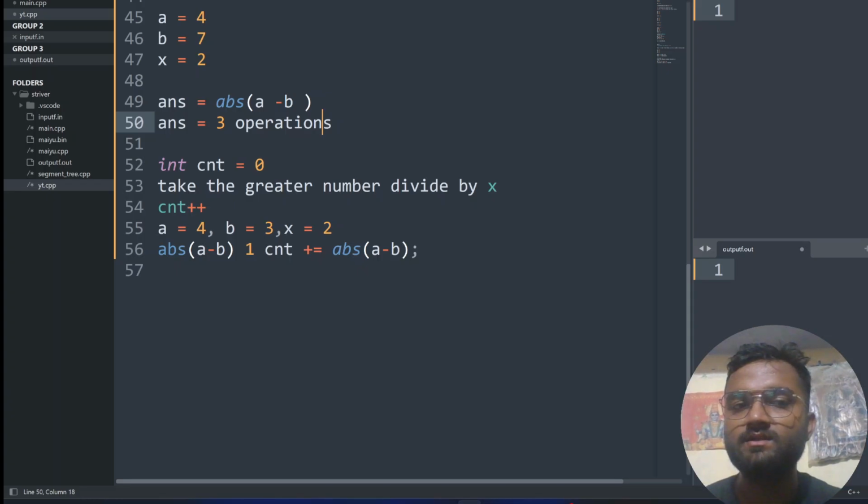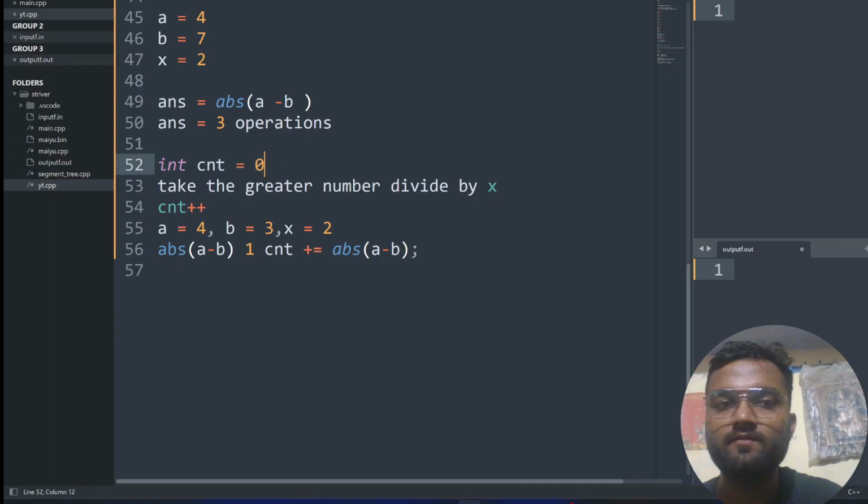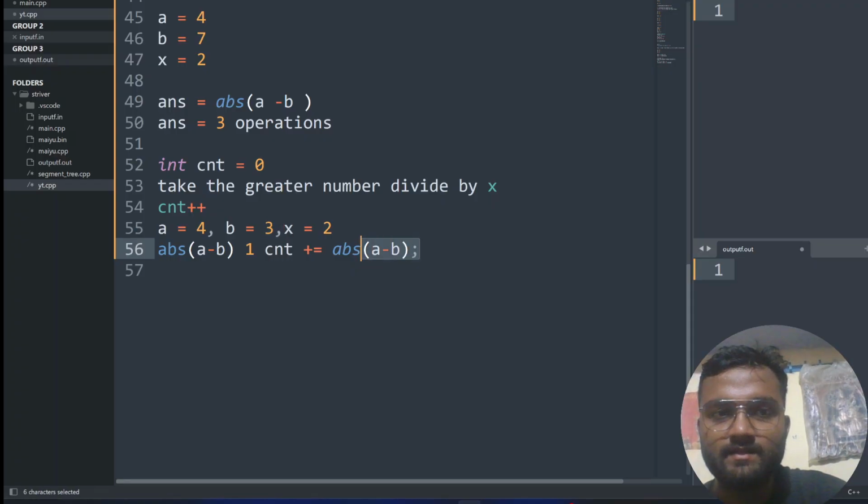Now if we consider the second operation, we start our count at 0 for the total number of operations. We take the greater number divided by x, which is one operation, so count plus plus. Now we get a new a and a new b. One answer can then be their absolute difference, doing the first operation. So one answer can be this.